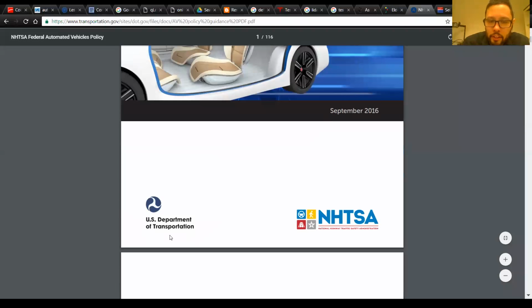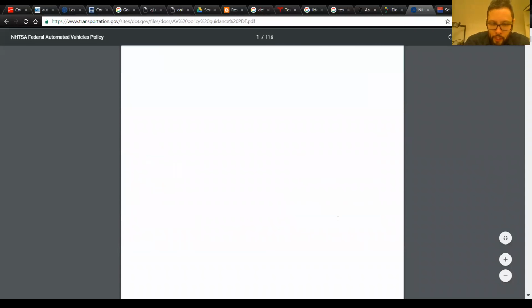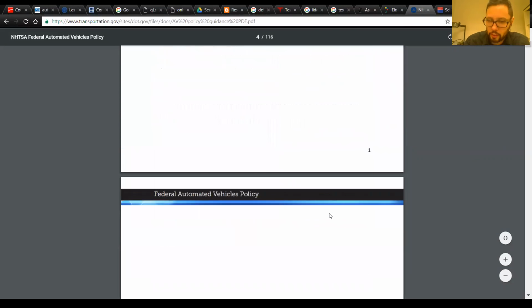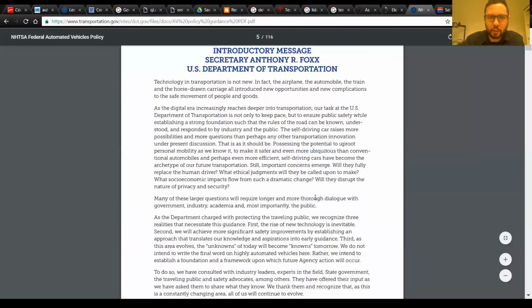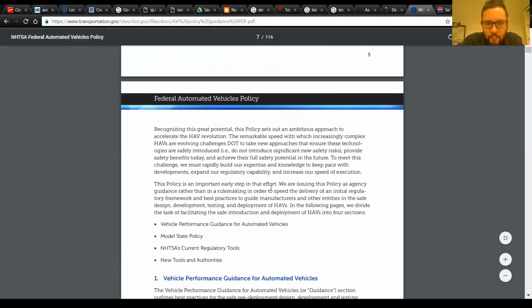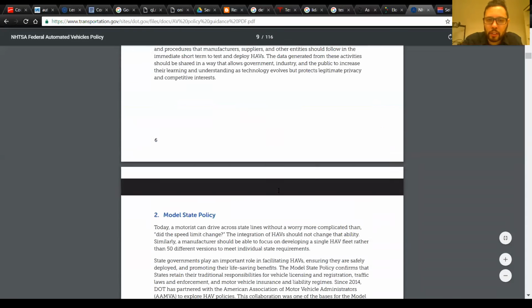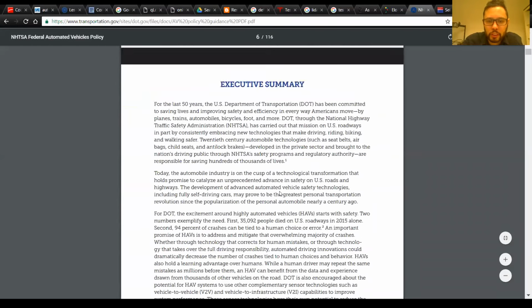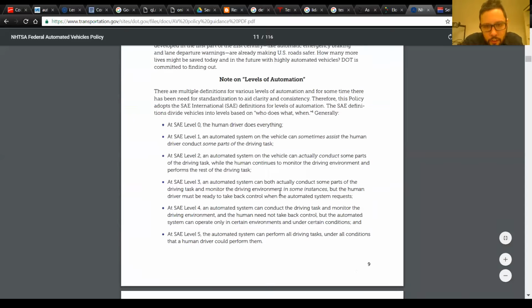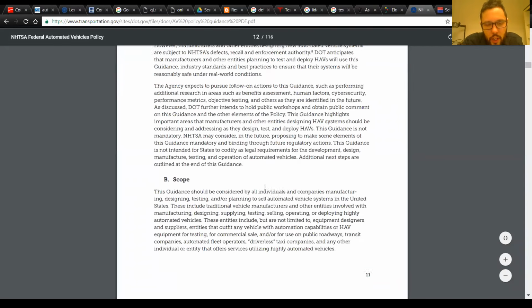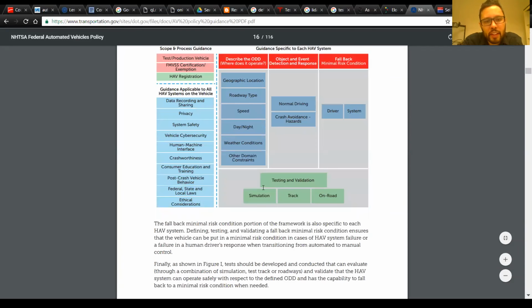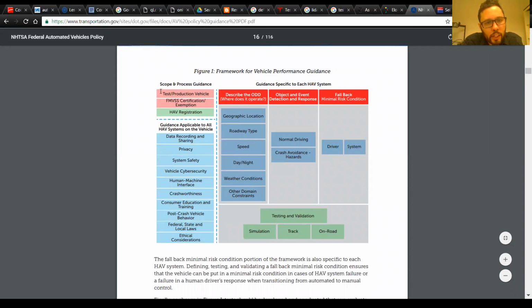So the DOT and NHTSA have started thinking about how to regulate these self-driving cars. And in this report, I'll put this report up on the website, but in this report they talk about the different regulatory tools that they might use. They talk about the SAE 5 levels of automation. And then what they do is they give a list of things that should be checked, right? So each one of these are different sort of things that need to be considered when evaluating the safety regulations governing these cars. Right? So how does it operate?